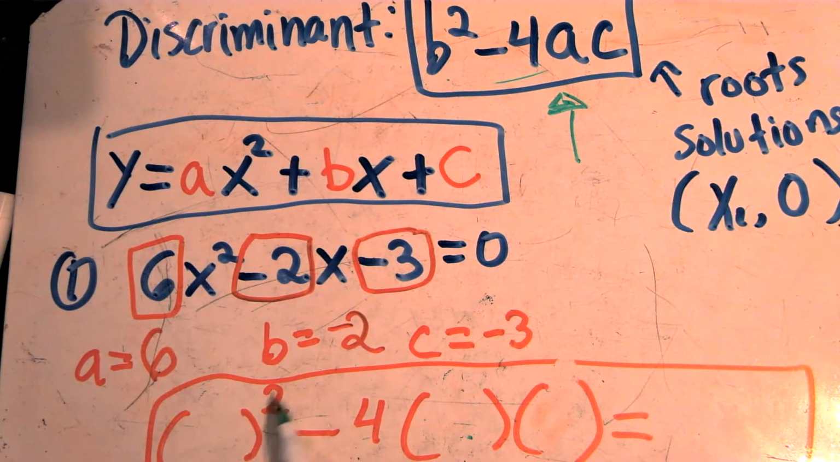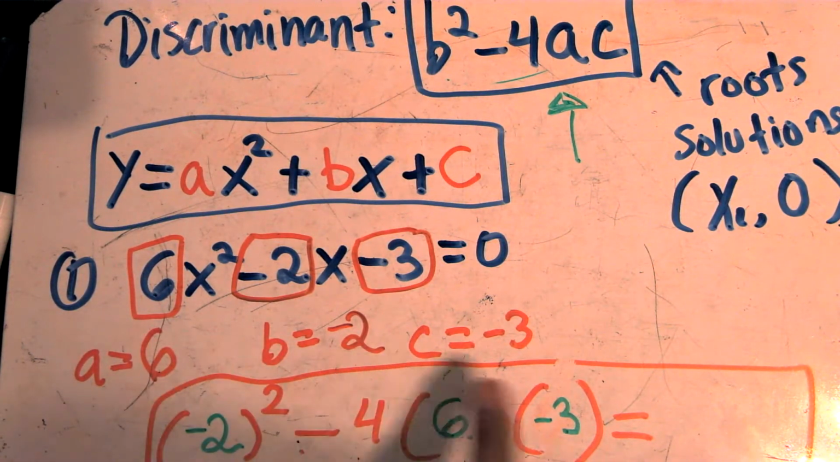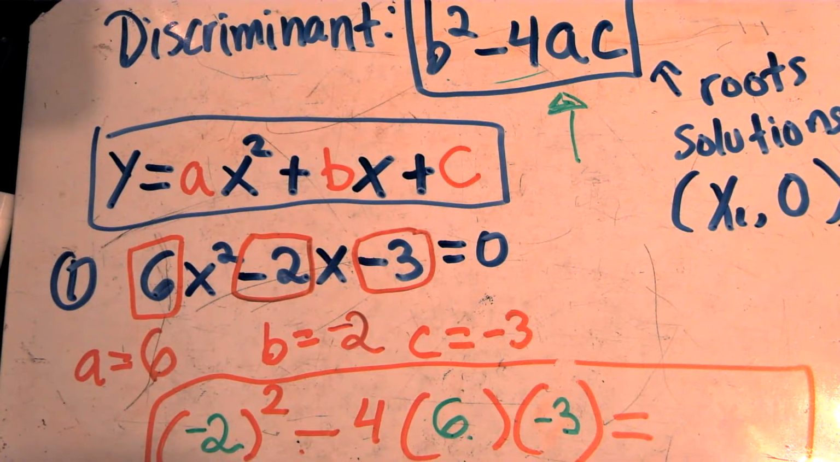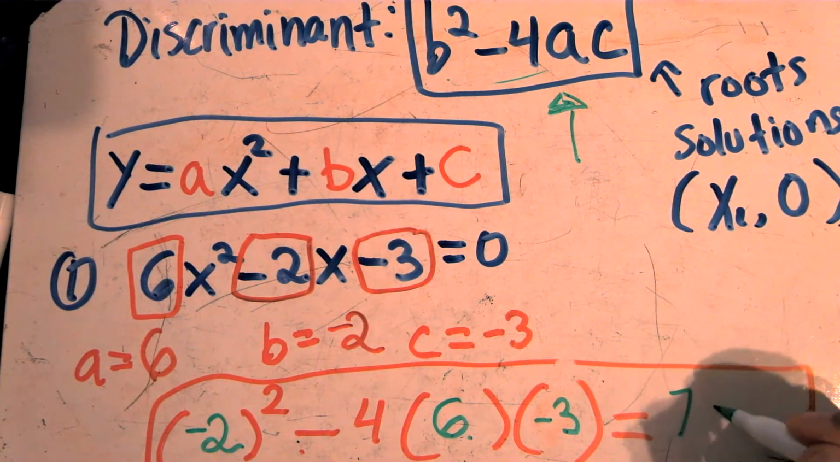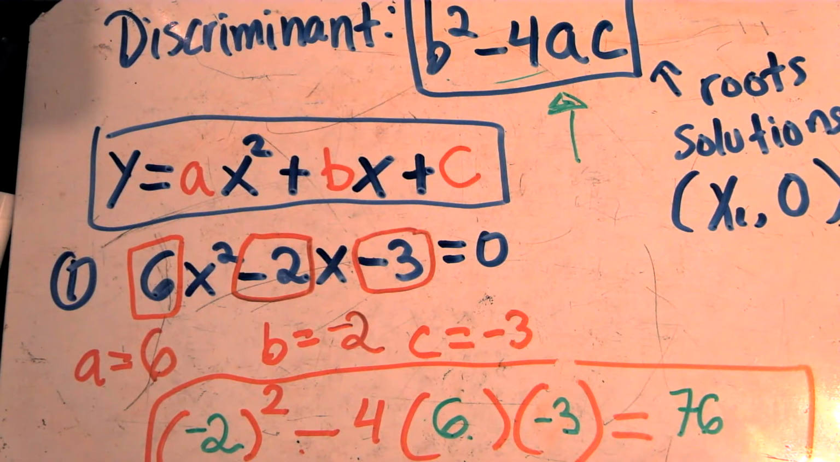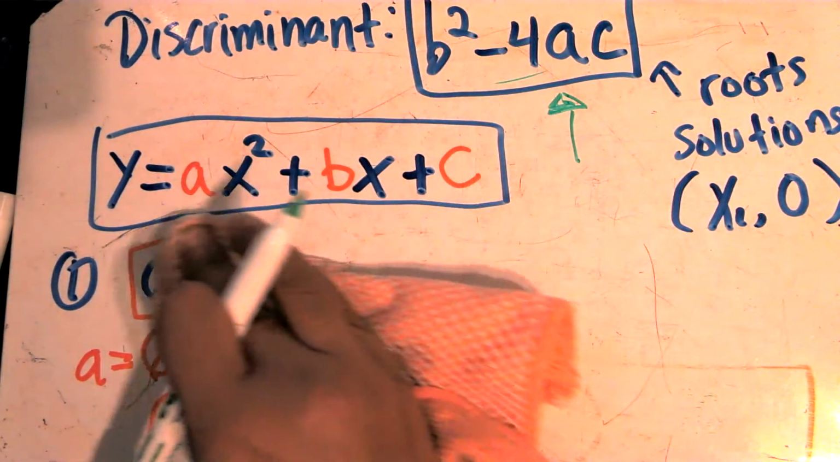So the b squared, that's -2, and you have to use the parentheses because the calculator will make a mistake for you. Then a is 6 times c is -3. And then exactly as you see it here, you plug it into the calculator, and you get a discriminant of 76. So that's part 1 when you're being asked to find a discriminant. Let's find the discriminant of another function.